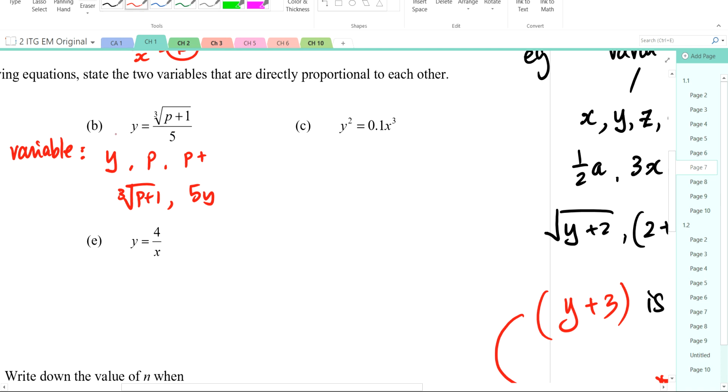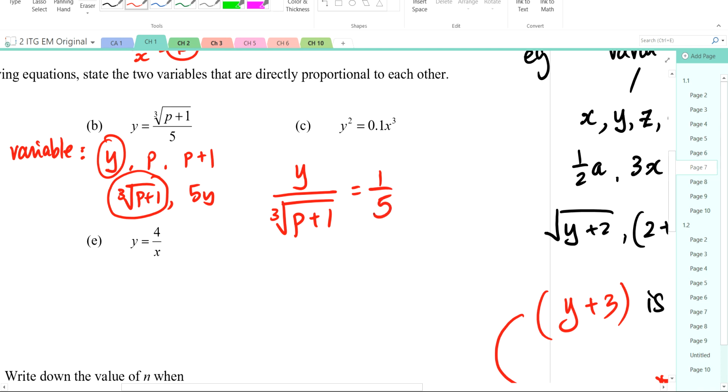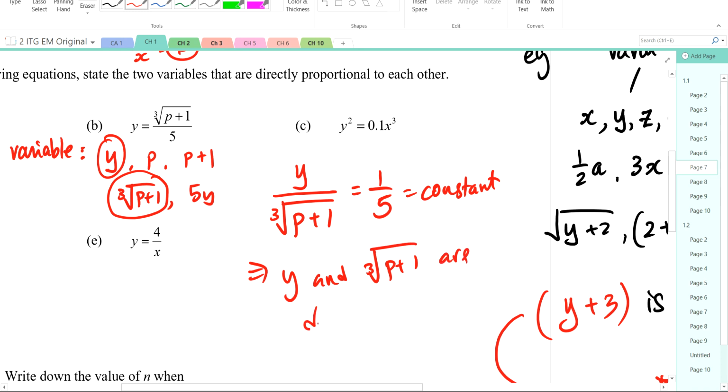However, if I were to choose other variables, for example, if I choose y and cube root of p plus 1, these are my variables. Let me take y divided by cube root of p plus 1. What is the answer? You can do simple division. Is it 5 or 1 over 5? 1 over 5. Is this a constant? Yes, it is a constant. Therefore, y and cube root of p plus 1 are directly proportional.